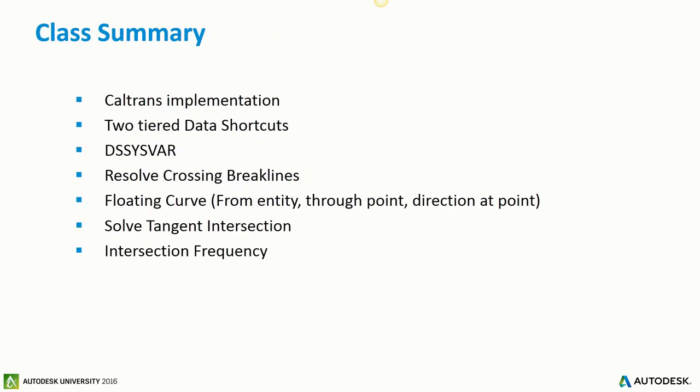I just want to make sure that I tell you upfront what we will do and what we would not do. So I'm literally going to talk about the Caltrans implementation, how and what the training plan was. I'm going to go through some picks and clicks on data shortcuts. I'll talk about a variable and some picks and clicks across the surface DTM routine. We'll talk about alignment, profile, and intersection frequency. So this is what I'll go through.